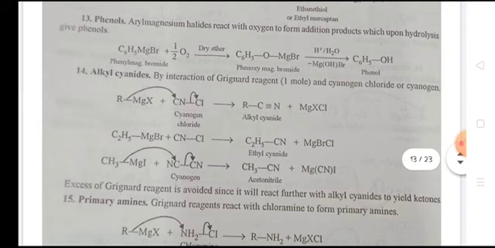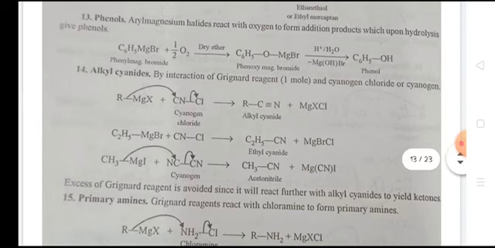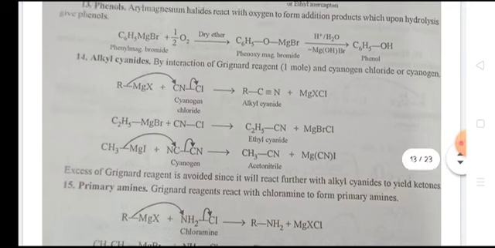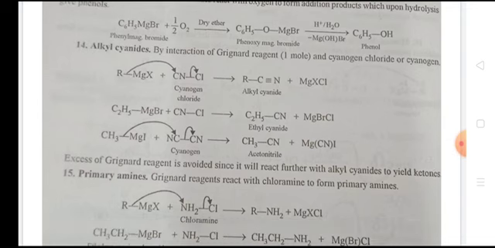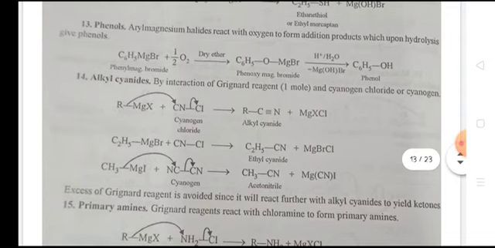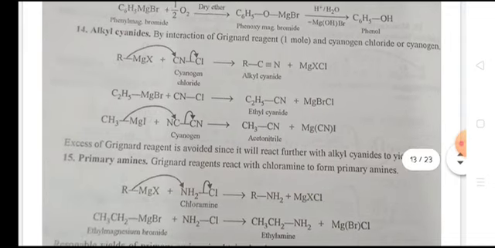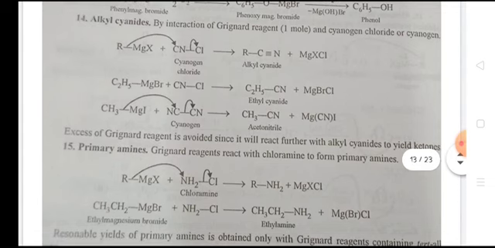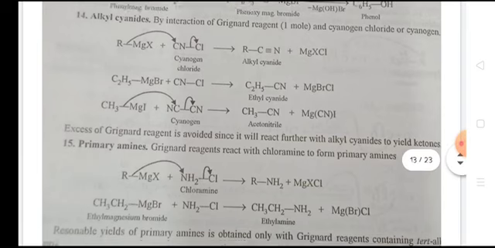Thirteenth, phenol. Aryl magnesium halides react with oxygen to form addition products which upon hydrolysis give phenols. Phenyl magnesium bromide plus half O2 in presence of dry ether gives phenoxy magnesium bromide, which upon hydrolysis gives phenol. Fourteenth, alkyl cyanides. By interaction of 1 mole of Grignard reagent and cyanogen chloride or cyanogen.